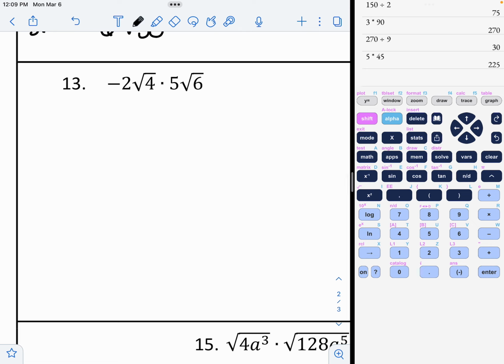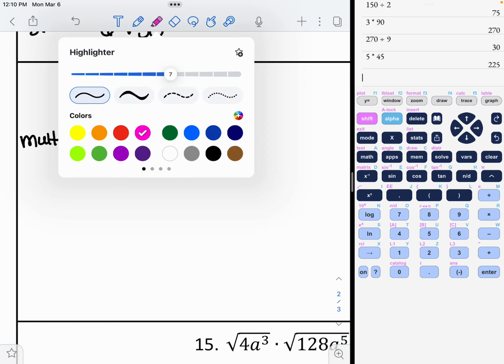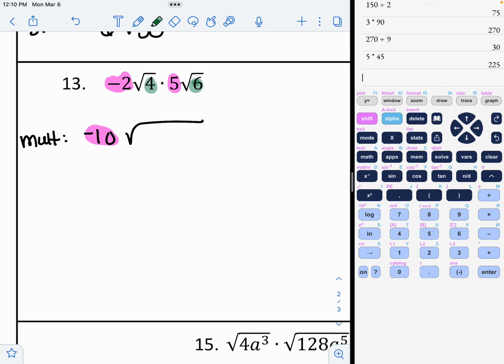Okay. In number 13, you need to multiply the outside numbers together. So -2 with a 5. And yes, that was a student trying to break down my door, apparently. And thank you for doing that. When you multiply them, you get -10. So -2 times 5 makes -10. And then when you multiply 4 and 6, you get 24.